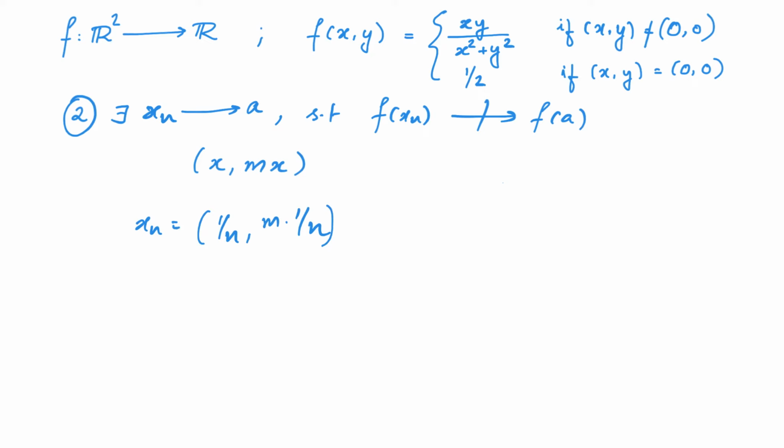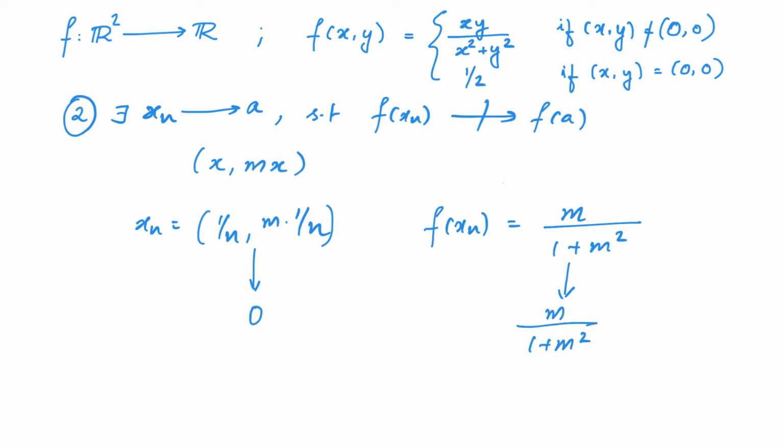Then notice that x_n converges to (0, 0), but f of x_n is equal to m by 1 plus m square. Now this is a constant sequence, so it converges to m by 1 plus m square itself. So in particular, if m is equal to 2, then f of x_n converges to 2 by 5, which is not equal to f of (0, 0). And thus we see that this function is not continuous at (0, 0).